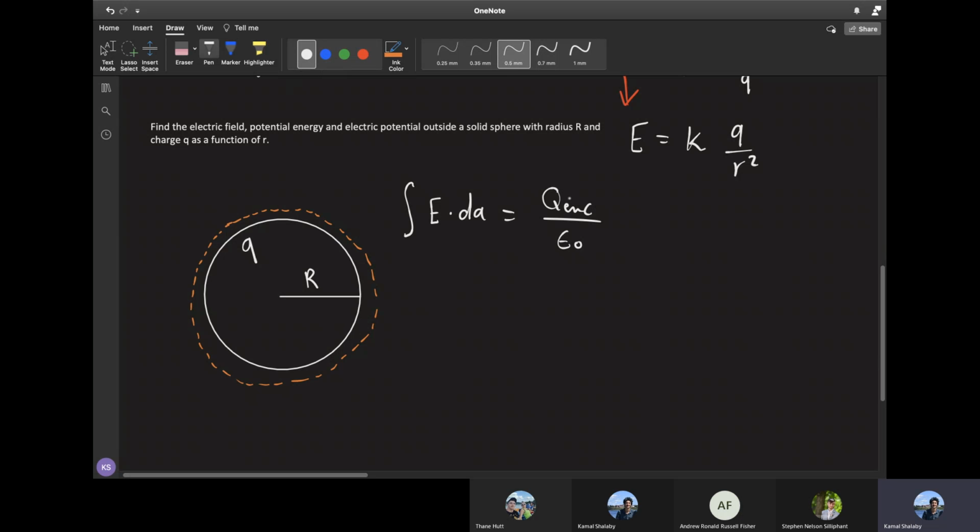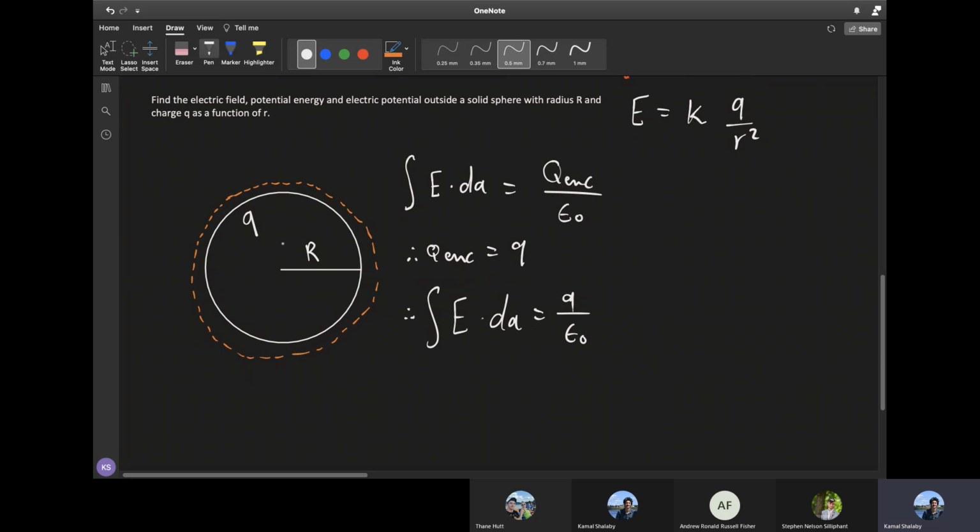First thing we ask: what is Q? For this Gaussian, what is the charge that it is holding inside? The charge inside is the charge of the solid sphere, which is Q. So we have Q enclosed equal to Q. Now we have E dot dA equal to Q over epsilon naught.